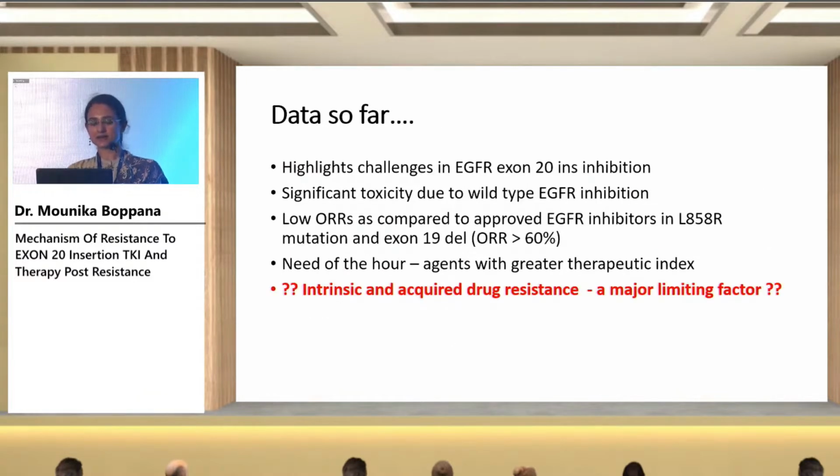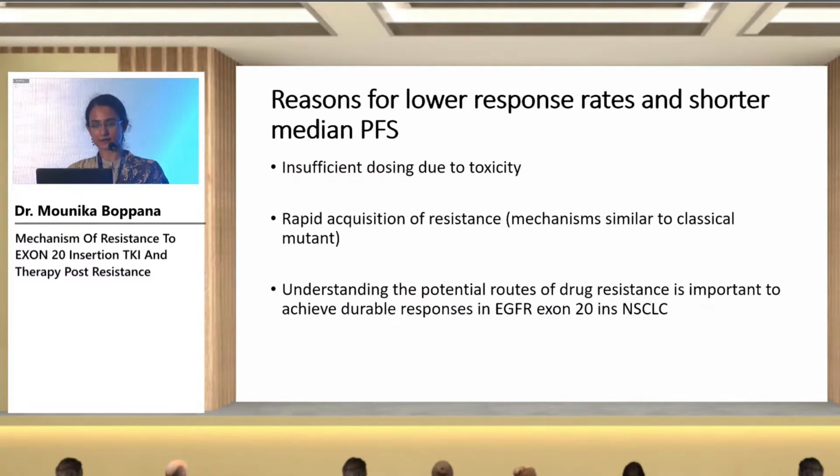So whatever data we have so far highlights the challenges in addressing EGFR exon 20 insertion inhibition. There is significant toxicity with most of the agents that we have so far because of inhibition of the wild type EGFR, and lower overall response rates, probably because intrinsic and acquired drug resistance is a major limiting factor. The reasons for lower response rates and shorter median PFS are, one, insufficient dosing due to toxicity, and two, rapid acquisition of resistance with mechanisms very similar to classical mutants. And understanding these potential routes is very important in order to achieve any durable responses in EGFR exon 20 insertion NSCLC.